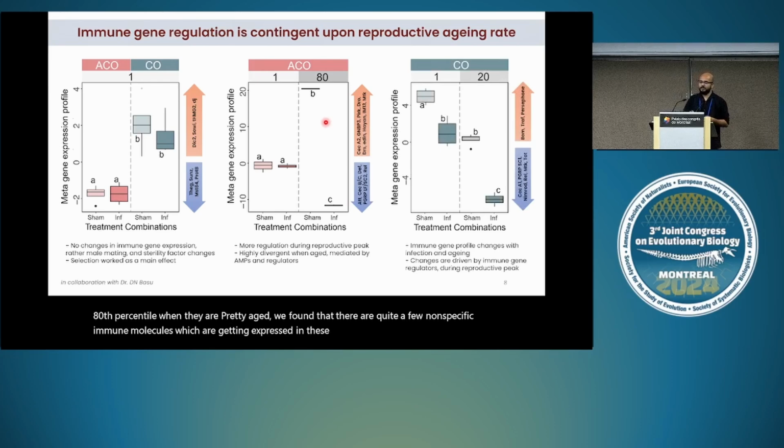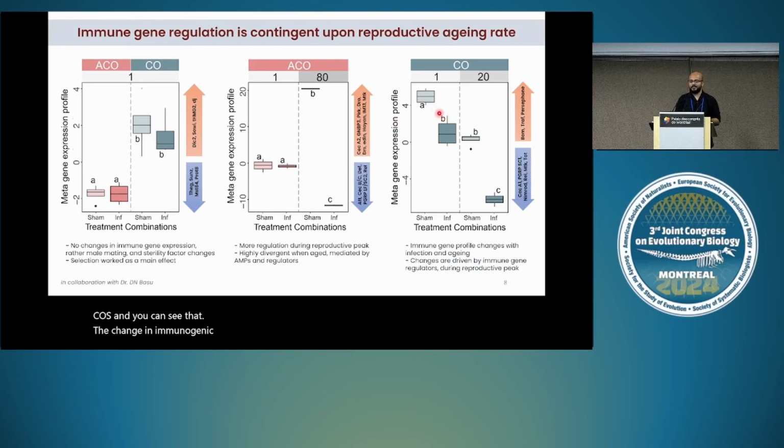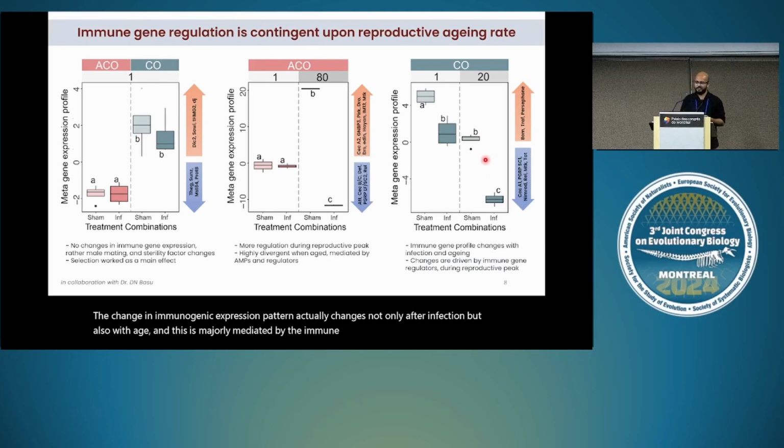Lastly, we measured the COs at 1 percentile and 20th percentile of their life, 20 percentile being the reproductive window of COs. And you can see that the immune gene expression pattern actually changes not only after infection but also with age. And this is majorly mediated by the immune regulators and metabolic genes at their 20th percentile of their life, suggesting that it is a controlled immune expression during that time.